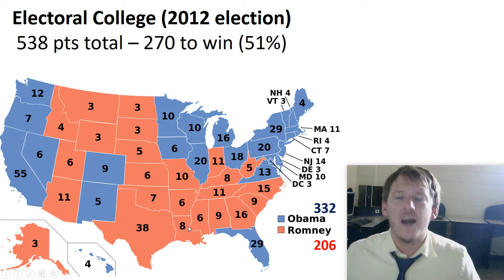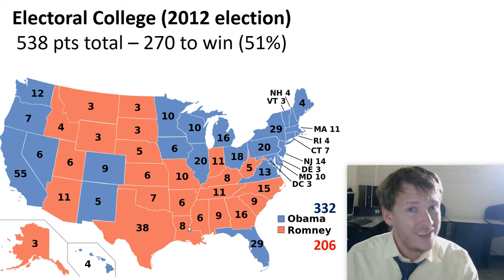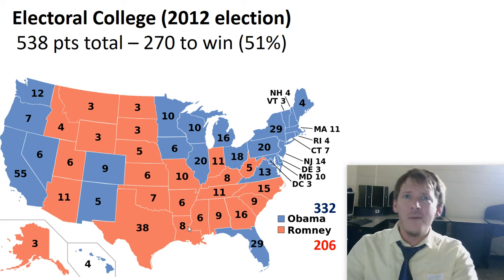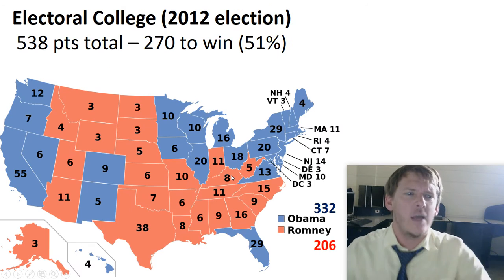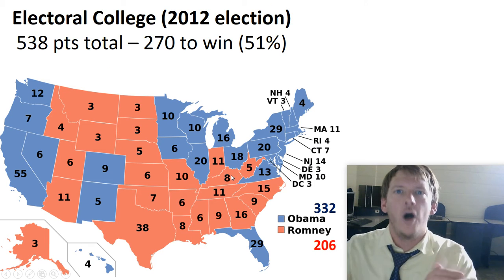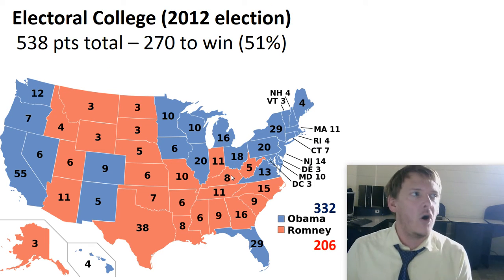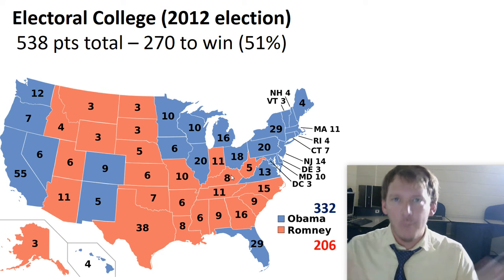And Barack Obama got 332. That's a lot of electoral points. And Mitt Romney got 206. That's not a lot of electoral points, and he did not get to become president. So how does this system work? It is a winner-take-all system based on states. It is a winner-take-all in the states, and then you add up all those points.